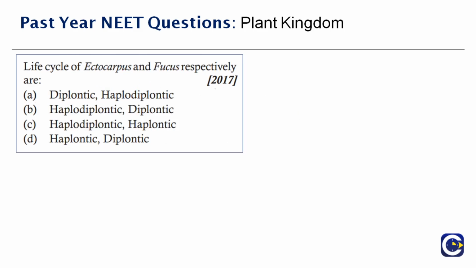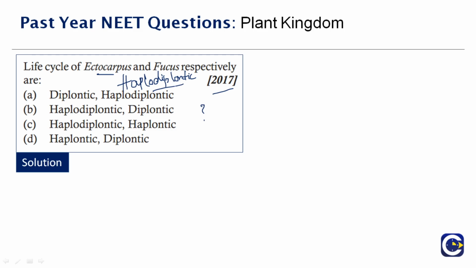Now look at this question here, again 2017. Life cycle of Ectocarpus and Fucus respectively. We all know Fucus shows a diplontic life cycle. So what does Ectocarpus do then? Ectocarpus shows a haplodiplontic cycle. Now you can ask me, what is the meaning of haplodiplontic? It is an intermediate between both haplontic and diplontic. So the life cycle of Ectocarpus and Fucus is haplodiplontic and diplontic.